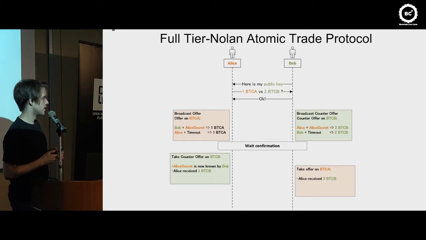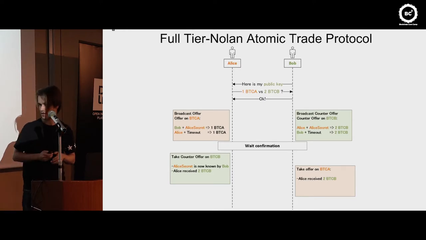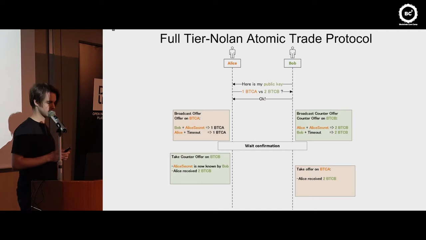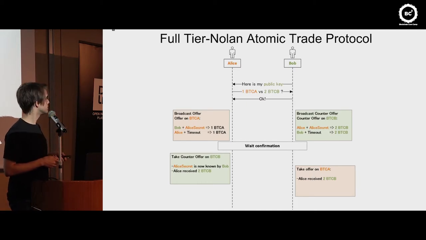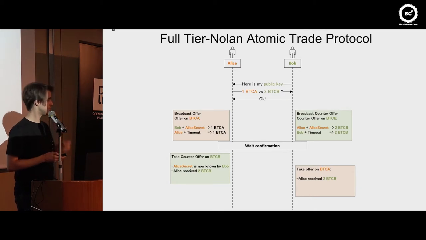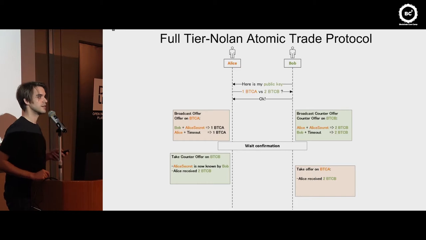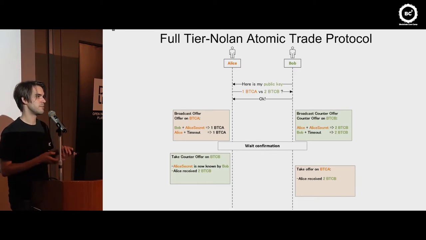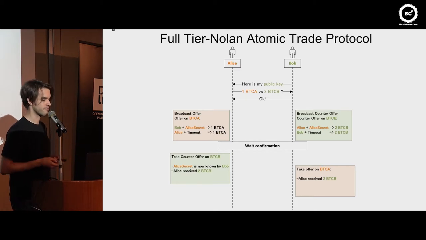I'm repeating a bit what Ethan was telling you. Let's take an example where there are two chains, BTCA and BTCB. In our example, Alice wants to give 1 BTCA coin against 2 BTCB coins.